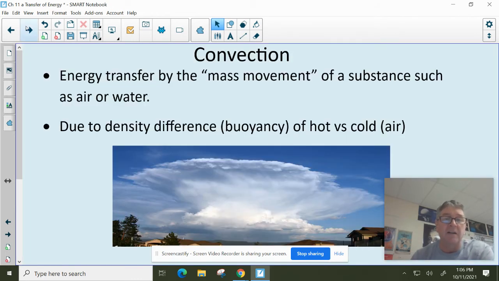Okay, so that's conductivity. Now, the second process is convection. And where convection is involved, there's going to be contact, but it's not the same thing. Convection is defined as energy transfer by mass movement. And what that means by mass movement is that lots of stuff moves together, usually air or water. So mass movement of a substance, air or water. And again, we'll take a look at a few examples of this.